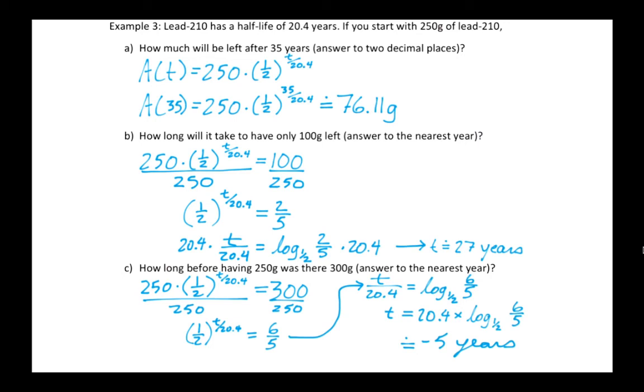Now -5 years, what's the deal with that? What's the deal with the negative? Well, the reason that it's negative is because this is in the past. So approximately 5 years ago, there would have been 300 grams of this lead-210.